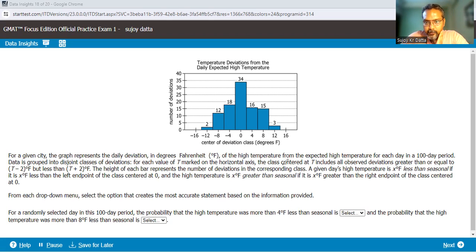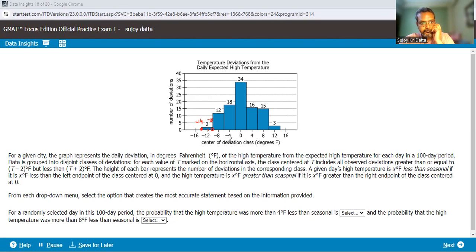Okay. The class centered at T, this one, includes all observed deviations greater than or equal to T minus 2 or less than T plus 2. So that means this is ranging from minus 14 to minus 10. This is minus 10 to minus 6 and so on. All right. 10 is not inclusive, 14 is inclusive.